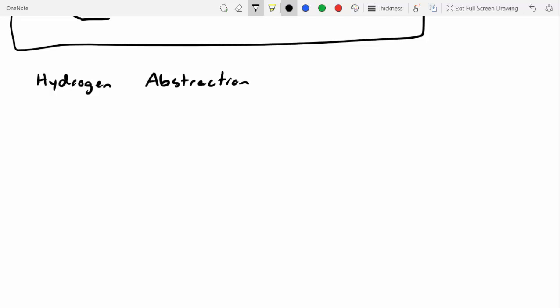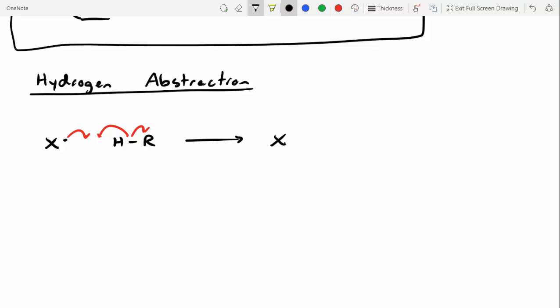And in this case, you have a radical that essentially steals a hydrogen from a neighboring molecule. So it'll reach over here, the sigma bond will break, and then the other half of the sigma bond will go onto this R group. And now the halogen has a covalent bond to the hydrogen, and the R group becomes the radical. This is pretty common in organometallic chemistry.